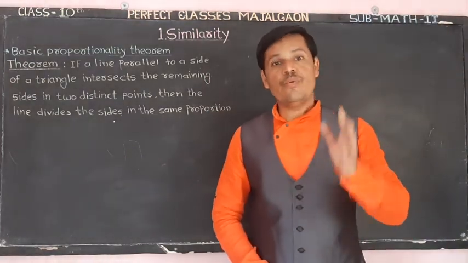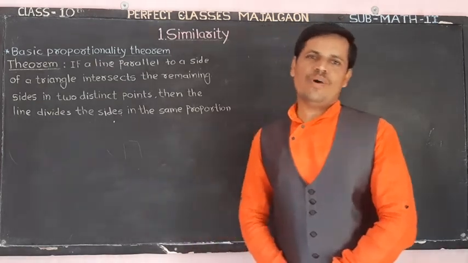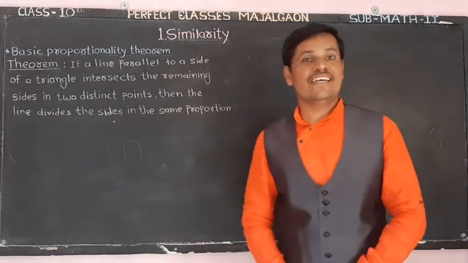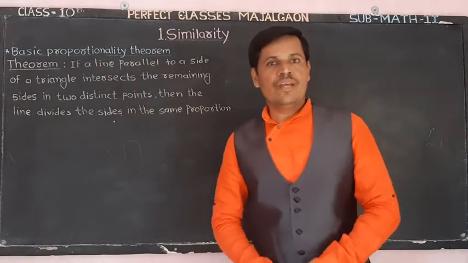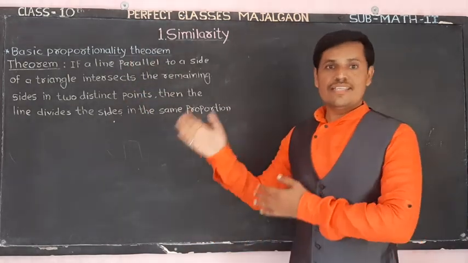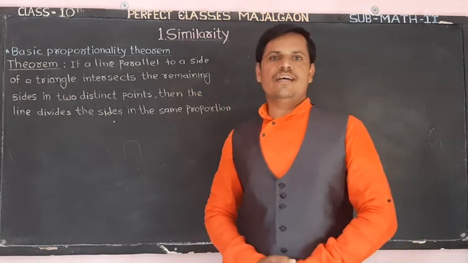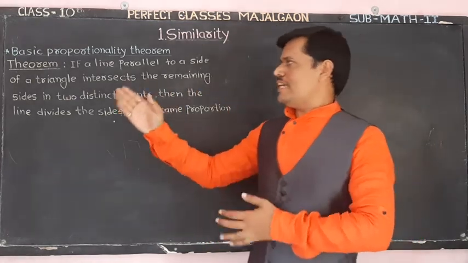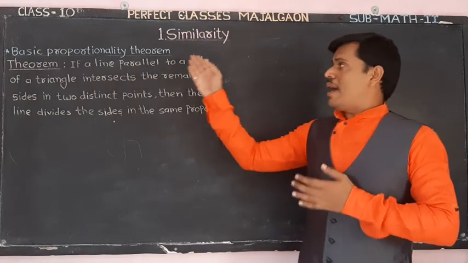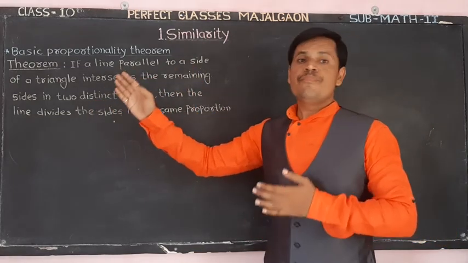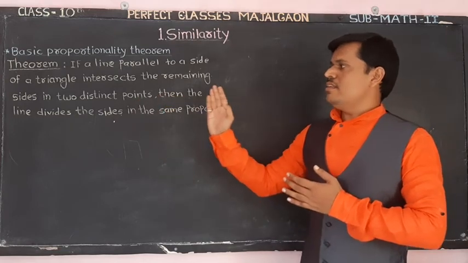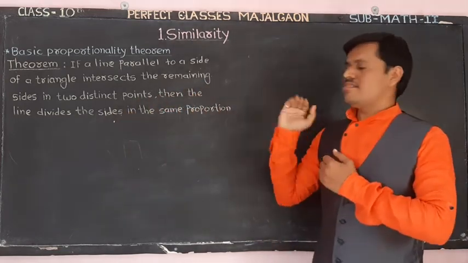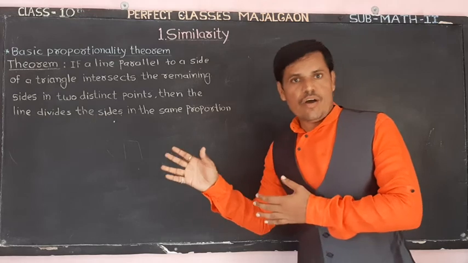In the previous video, we completed practice set 1.1 in the first chapter, Similarity. Here we see the basic proportionality theorem. It is the most important theorem in this chapter. The statement of the theorem, which I write on the board, is: if a line parallel to a side of a triangle intersects the remaining sides in two distinct points, then the line divides the sides in the same proportion. This is the statement of our theorem.